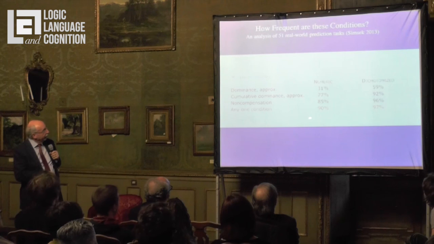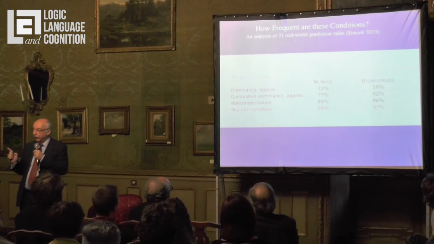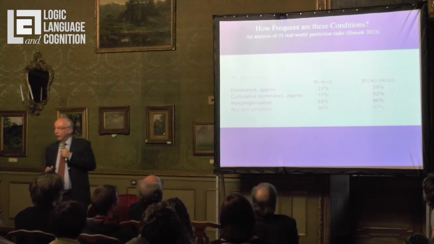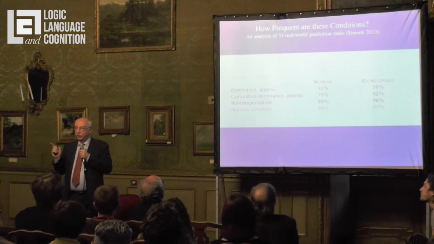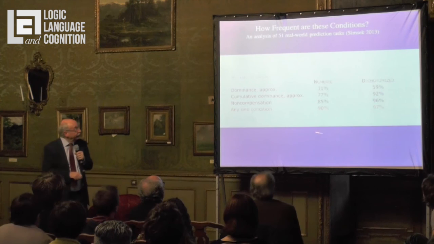If the predictors are numeric, in 90% of all cases. And if they're binary, in 97% of all cases. That is, a rational mind can expect to be better by just doing something lexicographic. In particular, this doesn't include prediction.